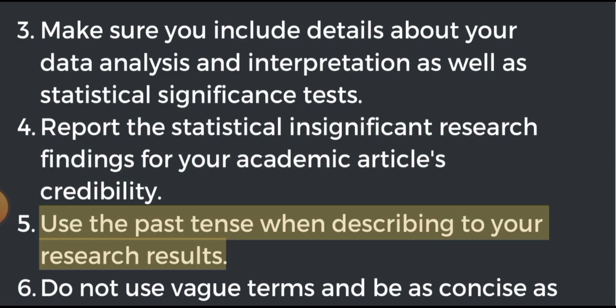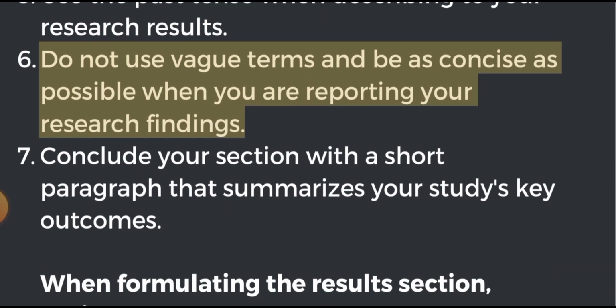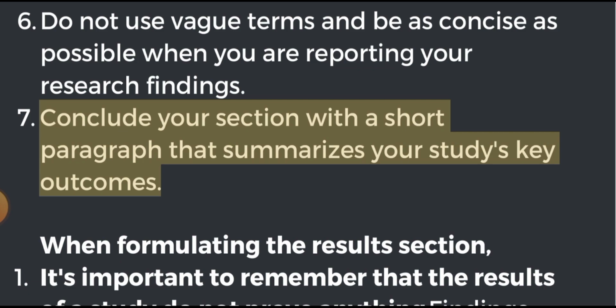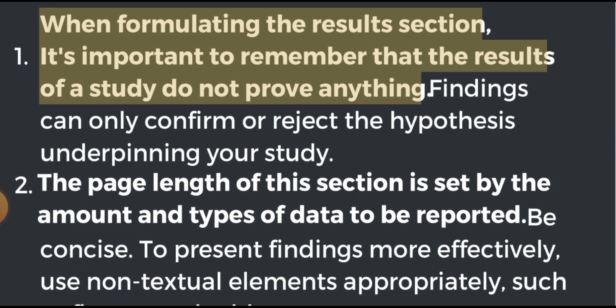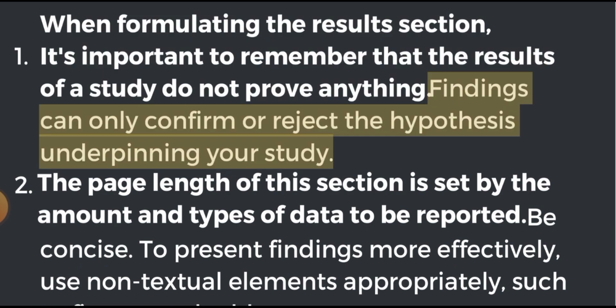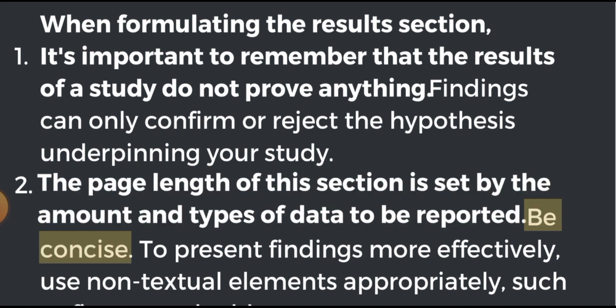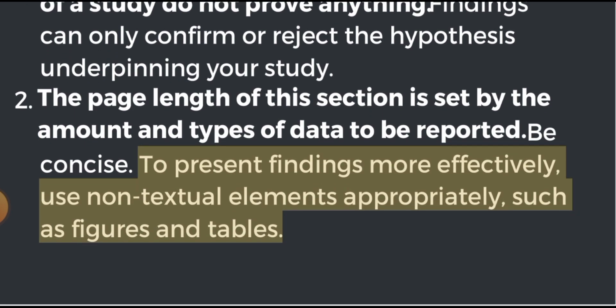Use the past tense when describing your research results. Do not use vague terms and be as concise as possible when you are reporting your research findings. Conclude your section with a short paragraph that summarizes your study's key outcomes. When formulating the results section, it's important to remember that the results of a study do not prove anything. Findings can only confirm or reject the hypothesis underpinning your study. The page length of this section is set by the amount and types of data to be reported. Be concise. To present findings more effectively, use non-textual elements appropriately.